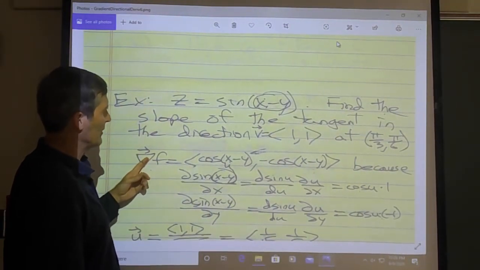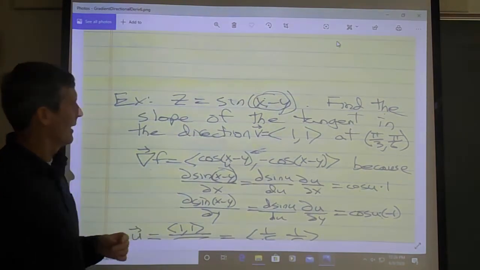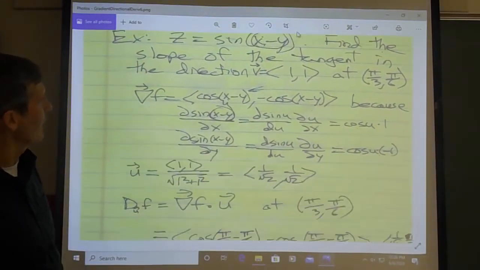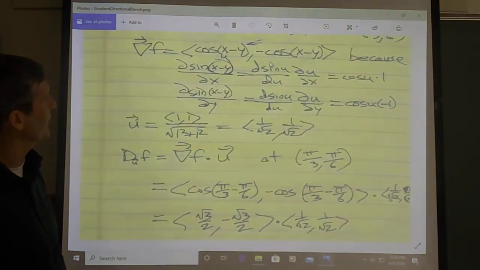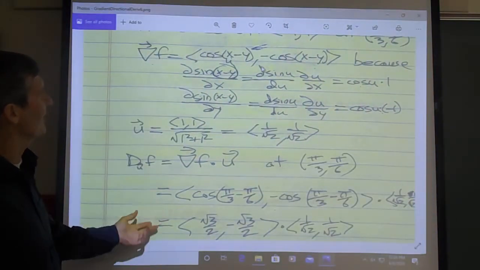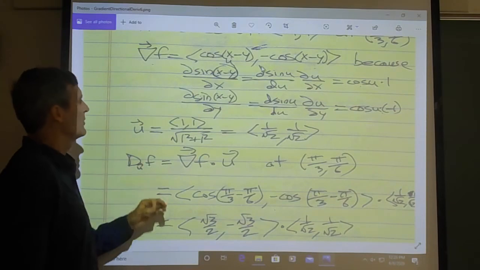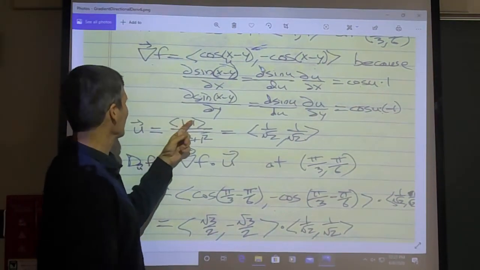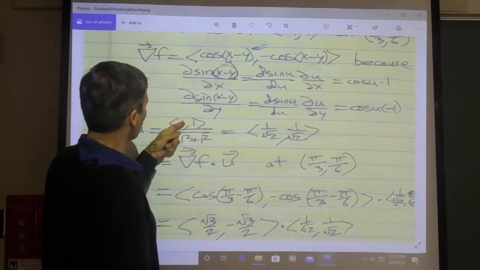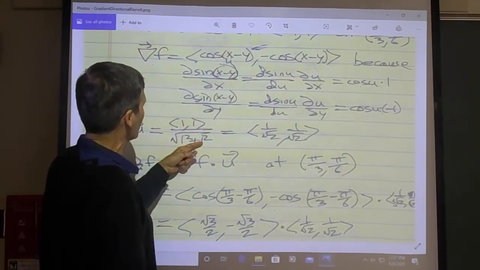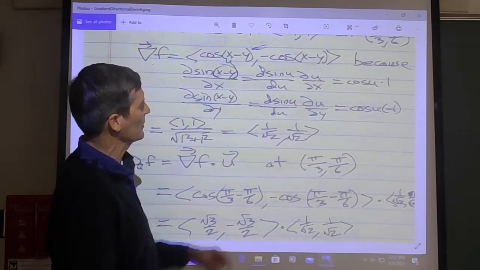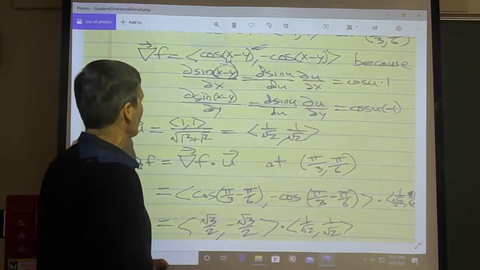Well, you need to calculate the directional derivative in this direction. So remember what the theorem said. To calculate the directional derivative, you can take gradient of f dot u, where u is a unit vector in that direction. So first, I calculated u, the vector I wanted, 1, 1, divided by its length, square root of 1 squared plus 1 squared, right? That gives me the vector 1 over square root 2, 1 over square root 2, a unit vector in the same direction.